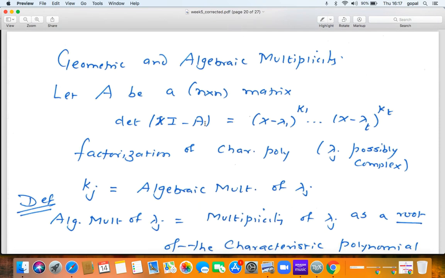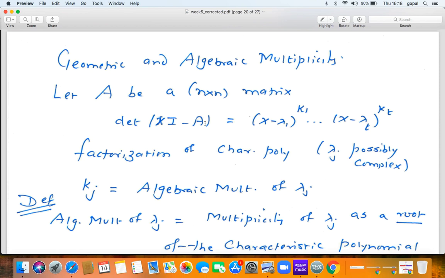Now let us bring in two more notions: geometric and algebraic multiplicities. Let A be an n cross n matrix. Then what is the characteristic equation? Determinant of xI minus A. And that's a polynomial of degree n. A polynomial of degree n, I'm going to factorize it completely.